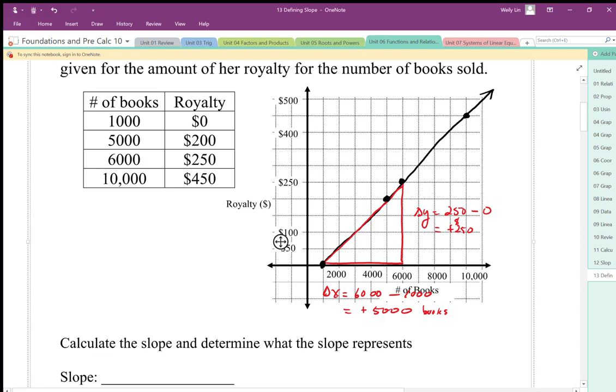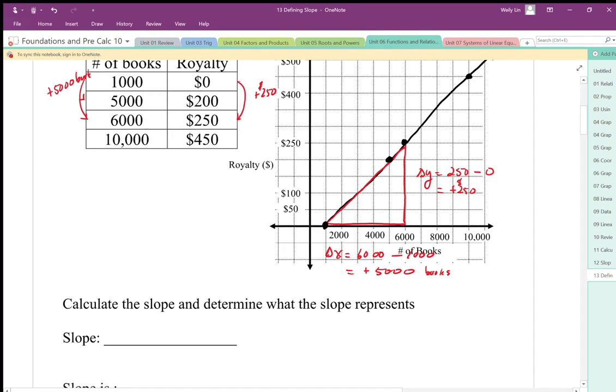So if I calculate the slope, I can show the same slope in the table. It's important to recognize that slope can be found on the graph, and it can be found on the table. So I went from 1,000 to 6,000. That's my plus 5,000 books. And from 0 to 250, there's my plus $250. So the slope can be found in the table, and it can be found in my slope triangle.